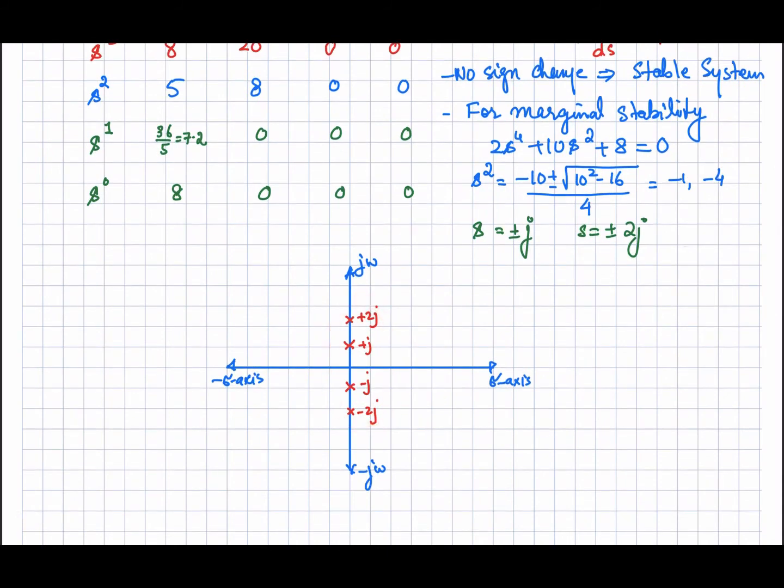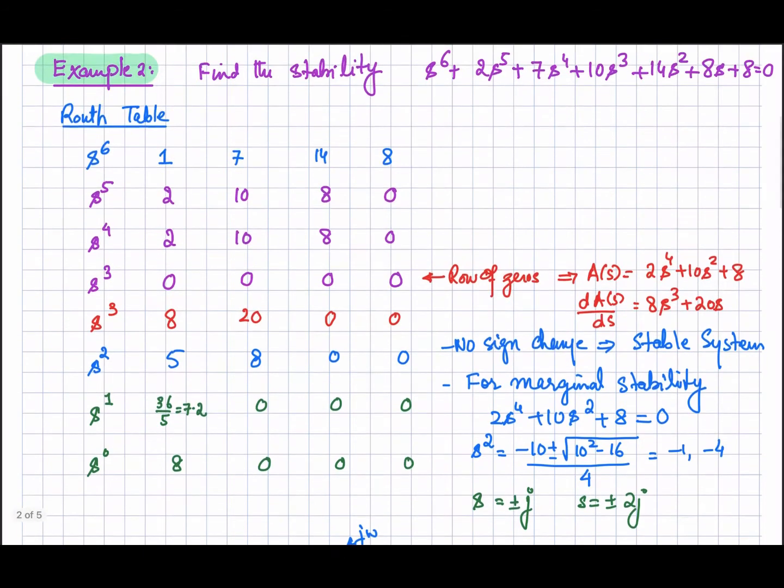So poles are not repeated. In one of our previous videos, we have seen that if the poles are repeated over the j omega axis, then your system is unstable. So this system is not unstable. This is marginally stable, right? Because of the poles over the j omega axis. But overall this system is stable because there is no sign change in the first column. So your system is stable.